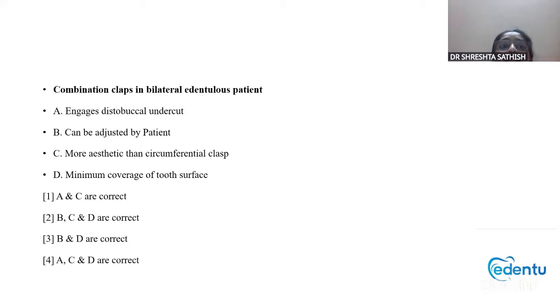The combination clasps in bilateral edentulous patients: A, engages distobuccal undercut; B, can be adjusted by the patients; C, more aesthetic than circumferential clasp; and D, minimal coverage of tooth surface. Which of these will be correct? A and C, B, C and D, B and D, A, C and D. Combination clasp. B, C and D. It can be easily adjusted by the patient.